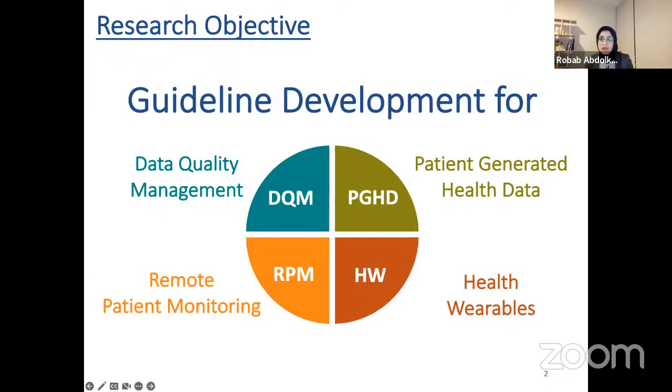How might the quality of PGHD contribute to the safety and to the quality of care in this intervention, to help in integrating this source of data into clinical workflows? So we try to answer these questions through this project.